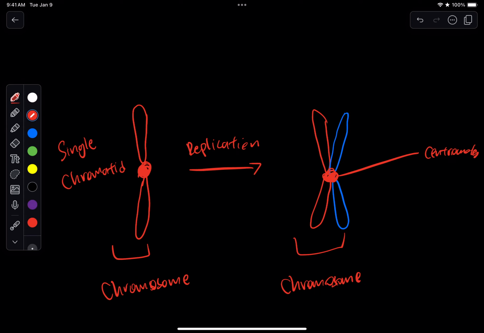These duplicates are still linked. They are basically like conjoined twins. When you divide them, they are called sister chromatids, and they're held together by a centromere.